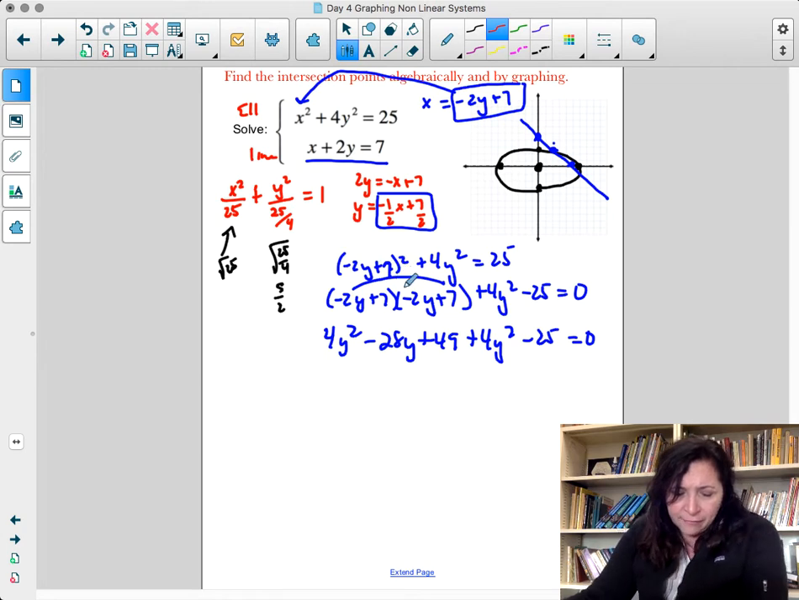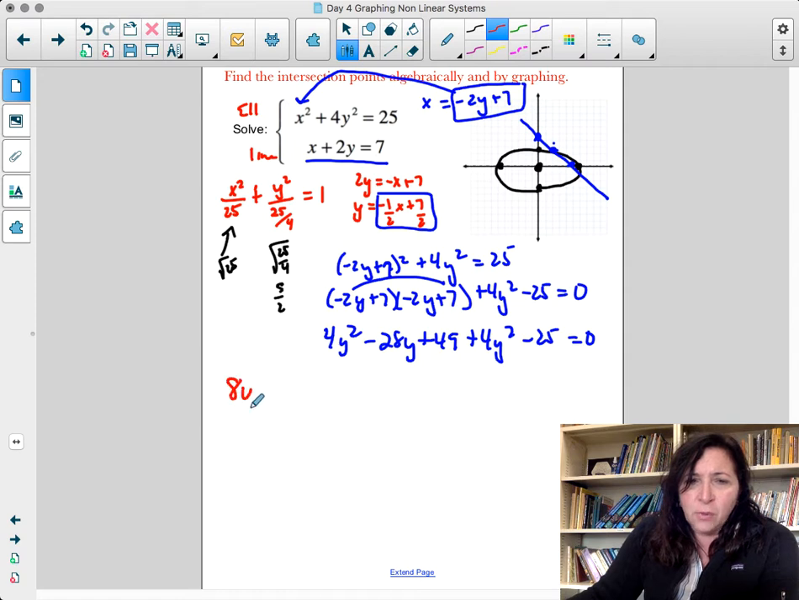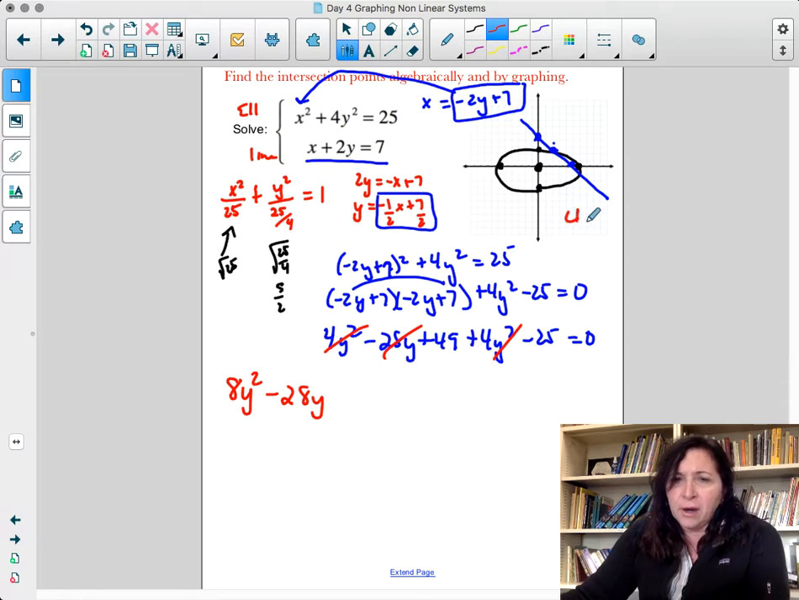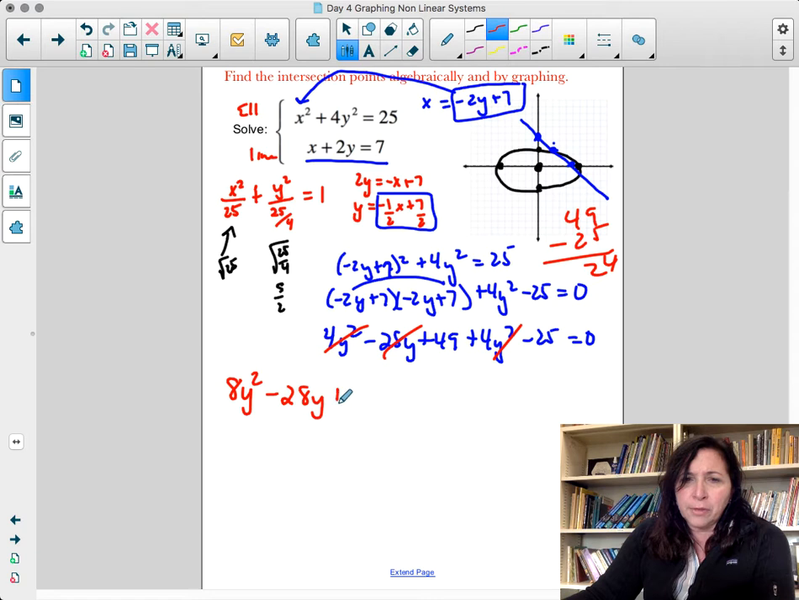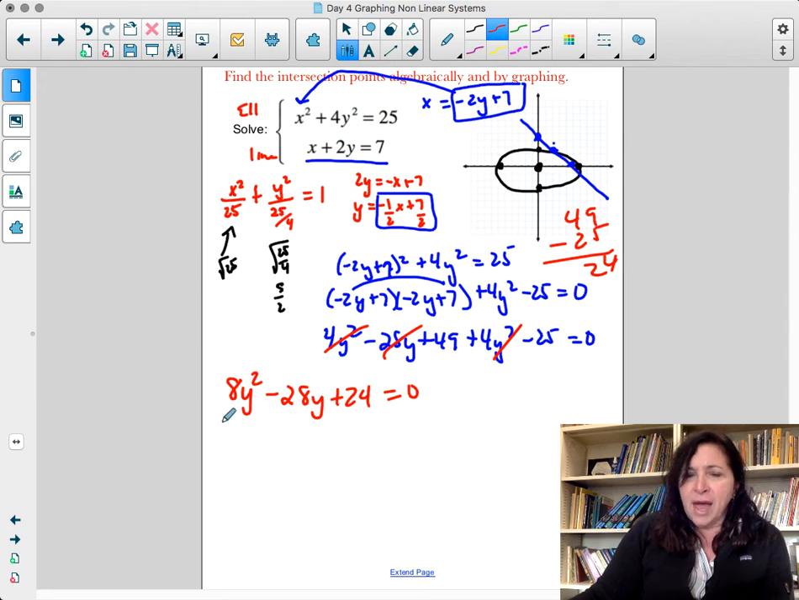And if you notice, my y squareds are going to be added together, so I can add those together. 4 and 4 is 8, so I have 8y squared. Minus 28y. And then 49 minus 25 is 24, so plus 24 equals 0. Now, I'm just going to divide by 4 on everything so that the numbers are a little bit smaller. So that's going to make 2y squared minus 7y plus 6 equals 0.